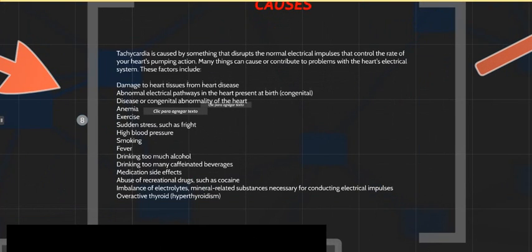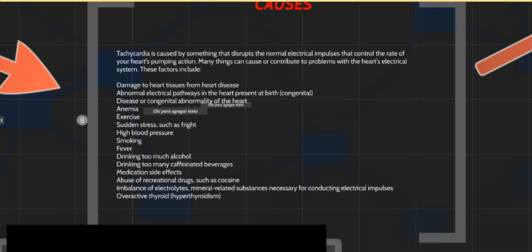The cause. Tachycardia is caused by something that disrupts the normal electrical impulse that controls the rate of your heart's pumping action. Many things can cause or contribute to problems with the heart's electrical system.